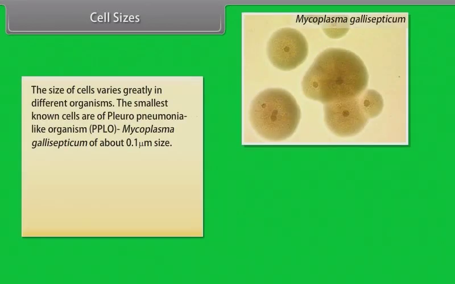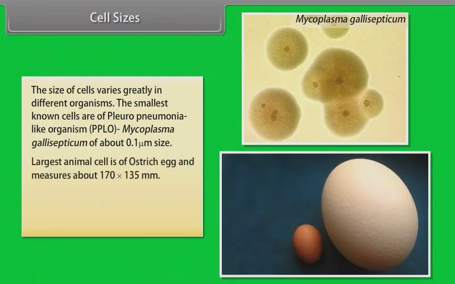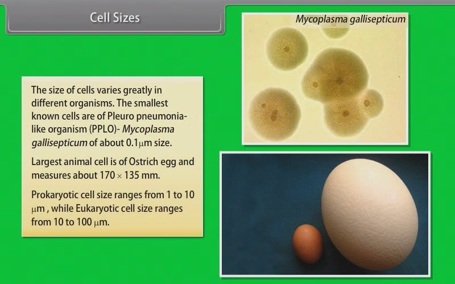Cell sizes. The size of cells varies greatly in different organisms. The smallest known cells are of pleuropneumonia-like organism, that is PPLO, Mycoplasma gallisepticum, of about 0.1 micrometer size. The largest animal cell is of ostrich egg and measures about 170 by 135 millimeter. Prokaryotic cell size ranges from 1 to 10 micrometer, while eukaryotic cell size ranges from 10 to 100 micrometer.